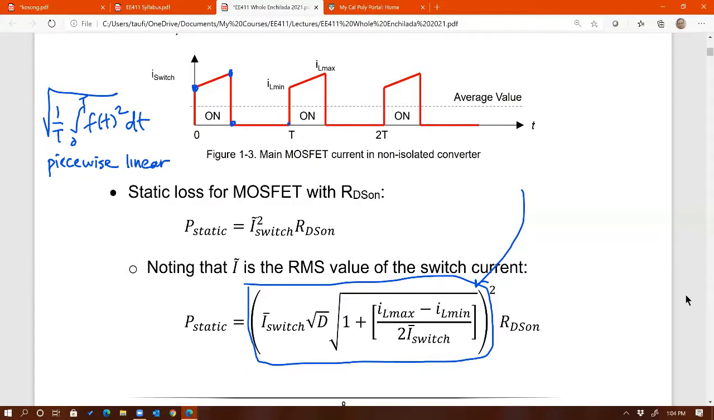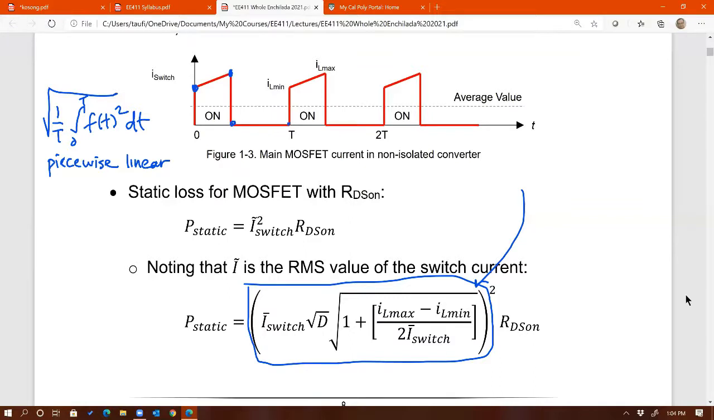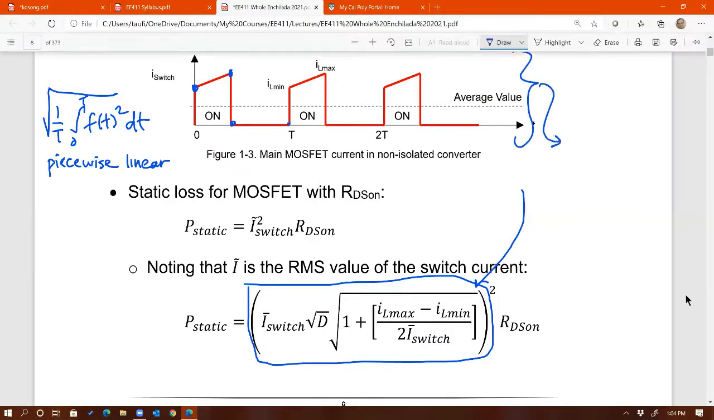Nobody remembers? Anybody? This waveform consists of 2 components. Remember? Average, AC and then the DC. Yeah, I don't remember exactly, but okay.